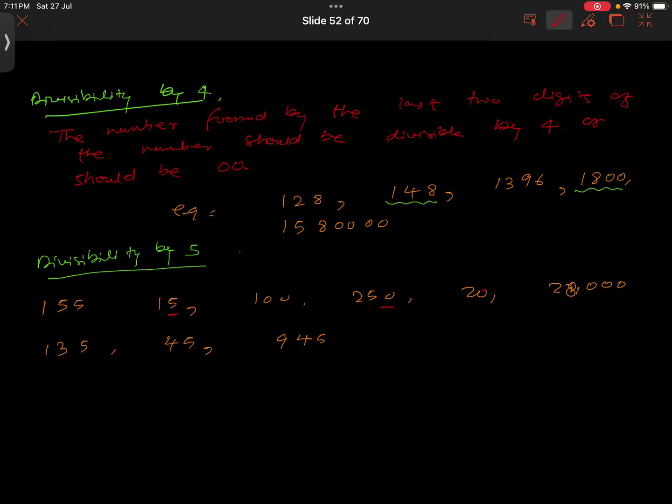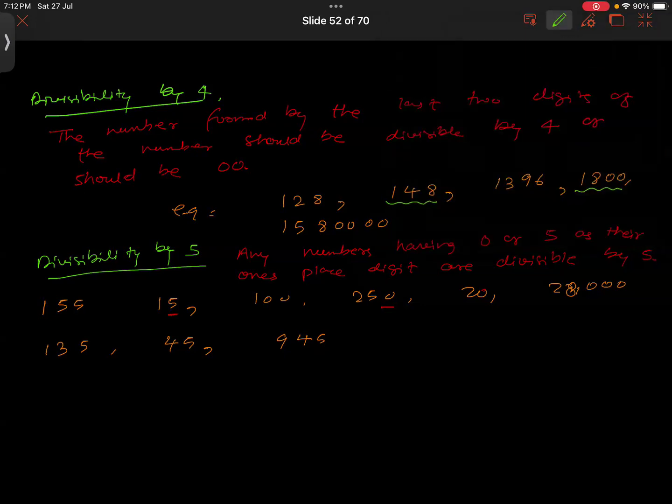Okay. So any number having 0 or 5 as its ones place digit is divisible by 5. Write it as fast as possible and just give 2 examples, this one and the example of 250.